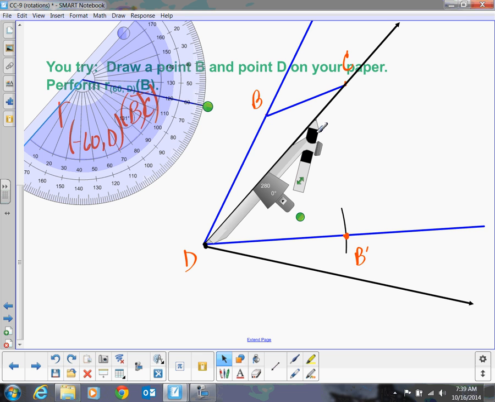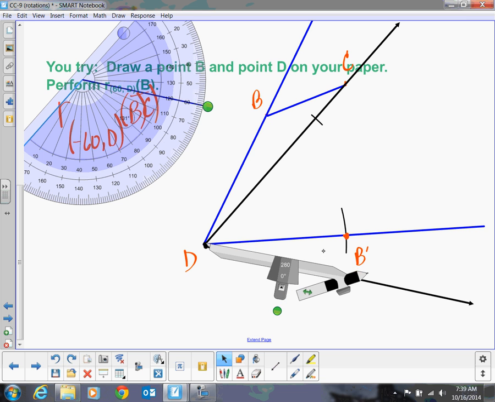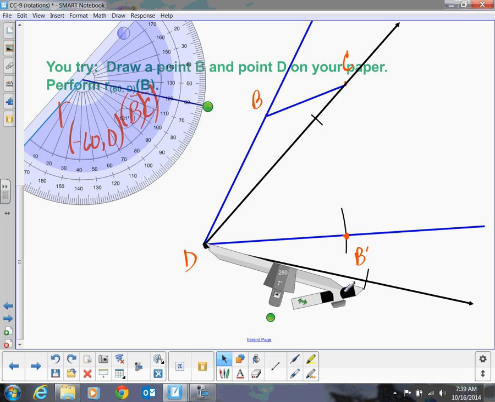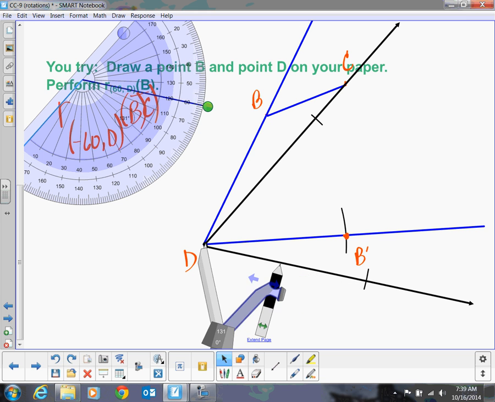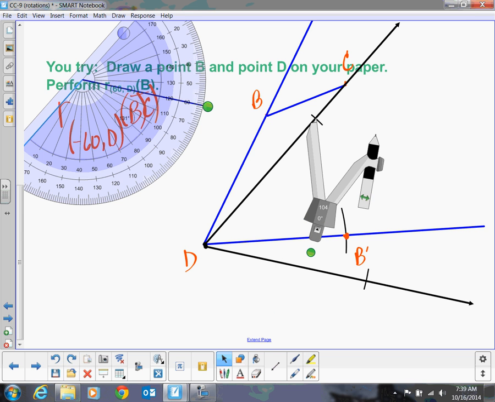Okay, this is what I'm going to do. I'm going to make an arc, and then I'm going to come down here, and I'm going to make an arc. Okay, then I'm going to make this shorter. I'm going to come to this point. Now, you should be able to open your compass and get C, all right? You should not have to do what I'm doing.